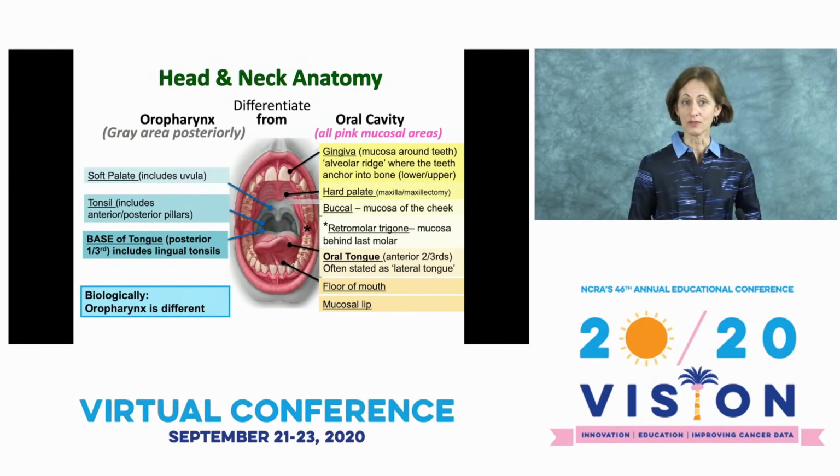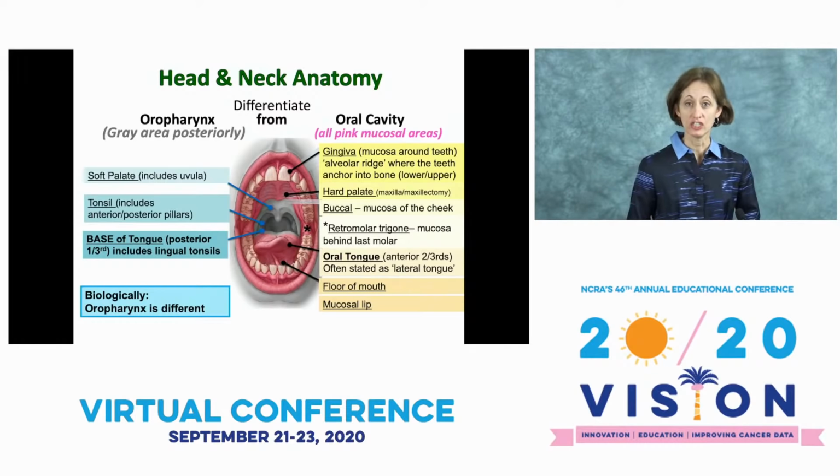So it is important to know that the oral pharynx includes the soft palate, which includes our uvula, the little middle part on the top of our mouth in the back, our tonsils on both sides, which include the anterior and posterior pillars, and the base of tongue, which of course we're talking about the lingual tonsils, so it's the posterior 1/3 of our tongue. And these are all considered oral pharynx, part of Waldeyer's ring, which is our immune system in that area, and biologically where HPV can occur. We need to distinguish this, and that's very different for staging and prognosis from oral cavity.